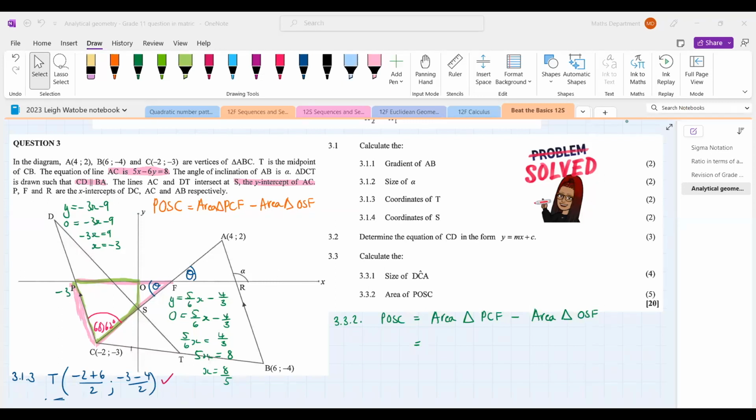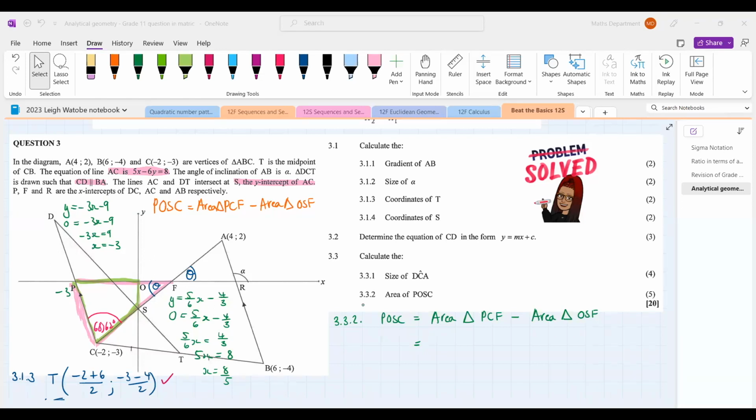This is how I would do it. First of all, you can use the area rule if you want to. But if you want to use the area rule, it means you need to know the length of PC and CF in order to get the area of triangle PCF. So that means calculating the lengths of PC and CF. There's a slightly easier way to do it.